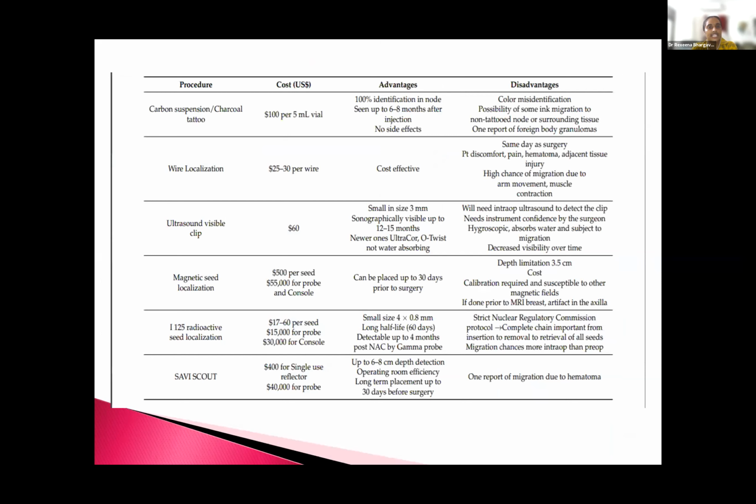So there are multiple techniques to clip the nodes. The most commonly used is a normal clip. Then there are carbon suspension tattooing of the nodes, wire localization, ultrasound visible clips, magnetic seed localization, iodine 125 localization, and SAVI SCOUT, which is a reflector technique.